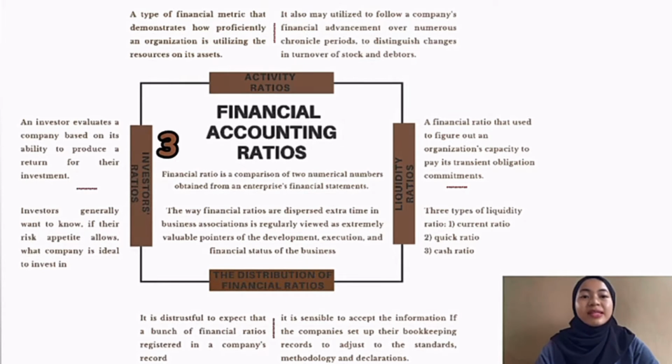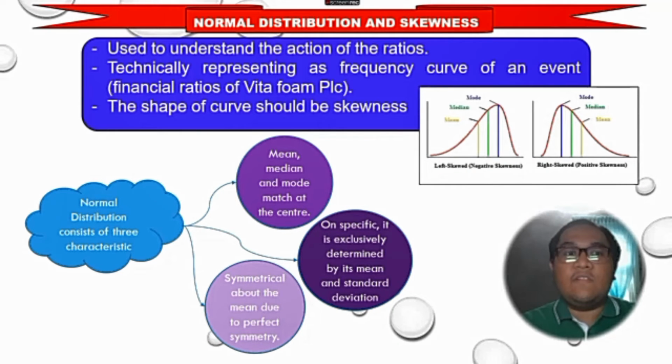Next is investor ratio. Investor ratio is when an investor evaluates a company based on its ability to produce a return for their investment. Last but not least is the distribution of financial ratio. It is reasonable to expect that a bunch of financial ratios registers in a company's record. It is also sensible to accept the information if the companies set up their bookkeeping records to adjust to the standards, methodology, and declaration.